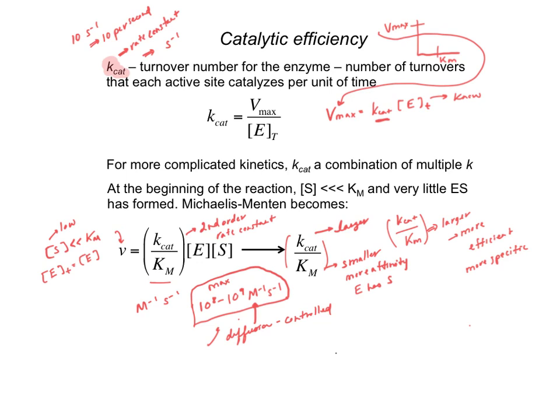Okay, so again, this ratio is going to give us the overall efficiency of an enzyme. It's going to have a maximum possible value, and that's essentially going to be this diffusion controlled limit, wherein we are essentially just waiting for diffusion to bring us a substrate. The minute it does, it immediately turns over.